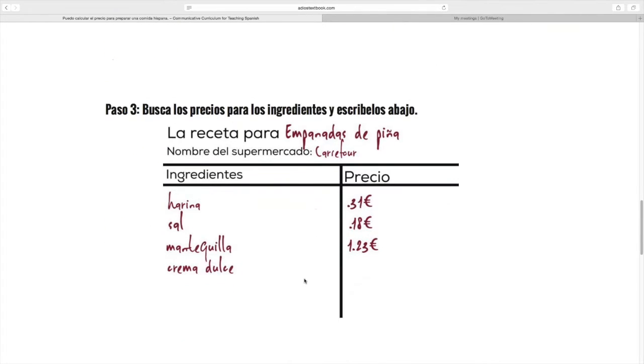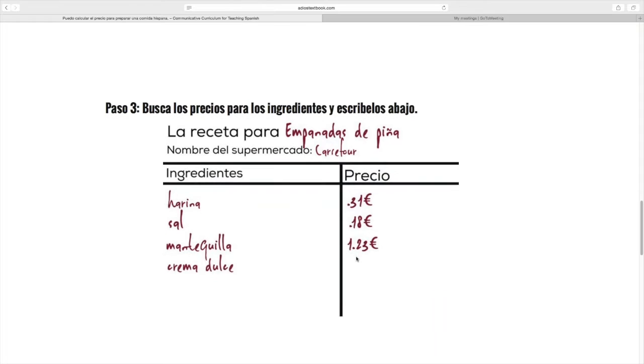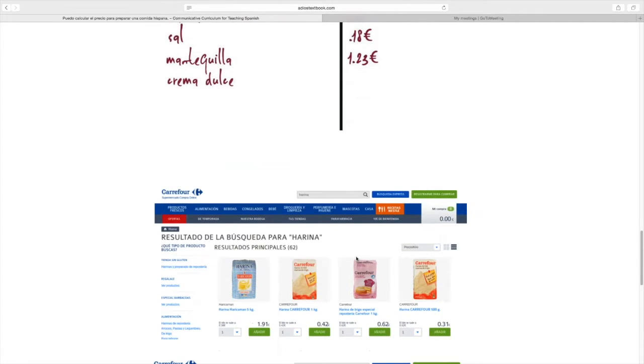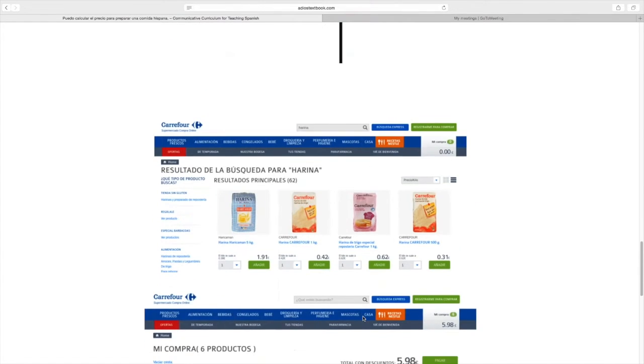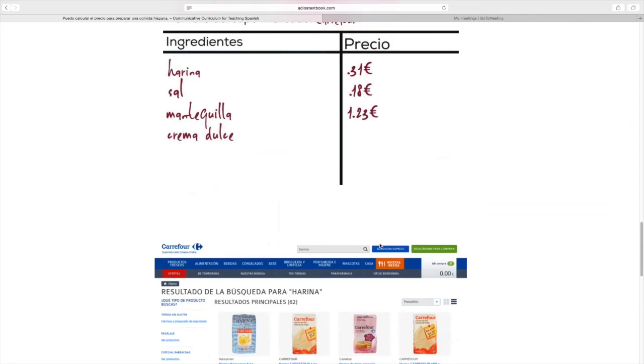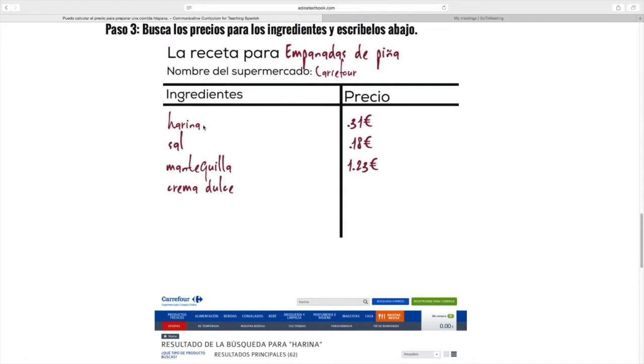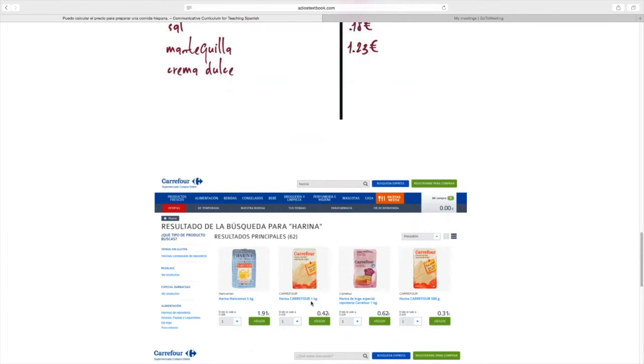So for me, what I did is I looked up the prices for the pineapple empanadas. I wrote down my different ingredients that I'm going to need and went to a grocery store and looked at what the prices were. What's nice about a lot of these grocery stores these days is they have the online shopping option. So I could look up flour, and even if I didn't know what this word meant, like most of our students won't, all I had to do is type it in the search bar and pictures pop up immediately of what this is.